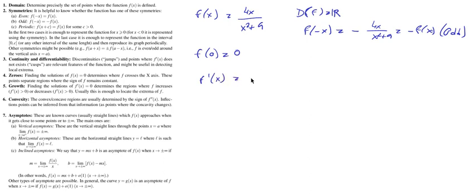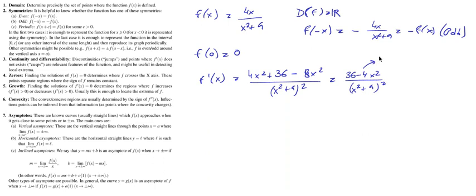The derivative is 4 times x squared plus 9, minus 4x times 2x, so 8x squared, right? Divided by x squared plus 9 squared. So this is 36 minus 4x squared divided by x squared plus 9 squared, or in other words, 4 times 9 minus x squared over x squared plus 9 squared. So here we have that the zeros of the derivative are going to be plus and minus 3, right?